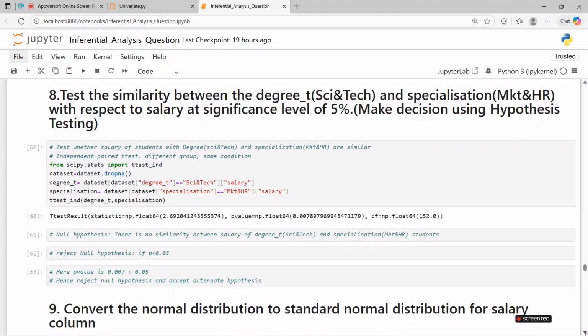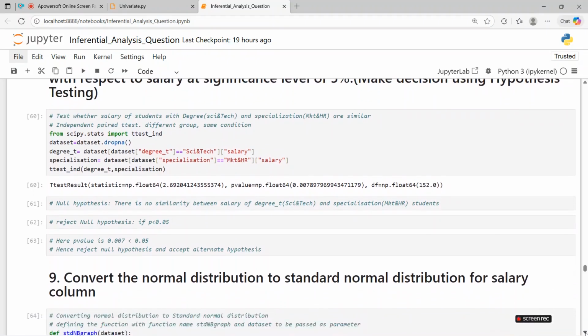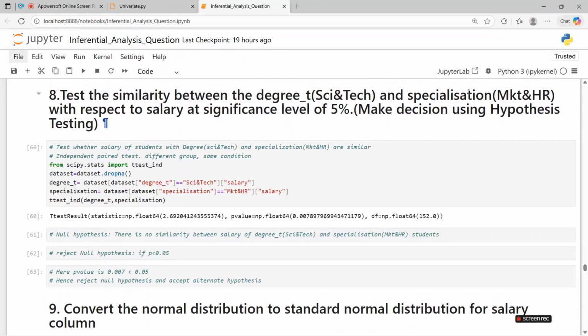Next, we need to test the similarity between degree T science and tech and specialization market and HR with respect to salary at significance level of 5%. We need to make decision using hypothesis testing. For that, here we have two groups, degree T of science and tech and specialization of market and HR, and the same condition, that is salary. So it is independent t-test. So we are importing ttest_ind from scipy.stats.